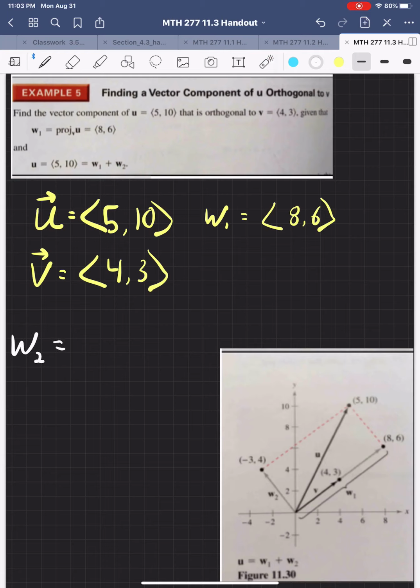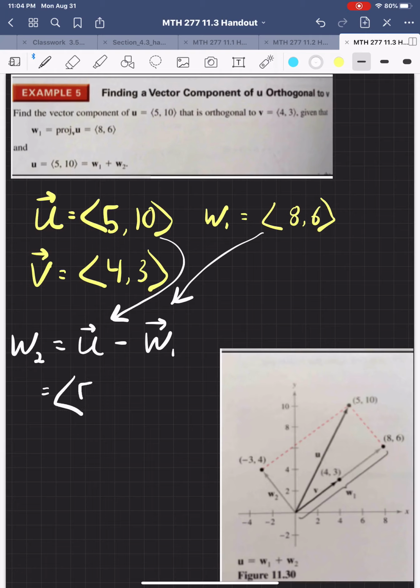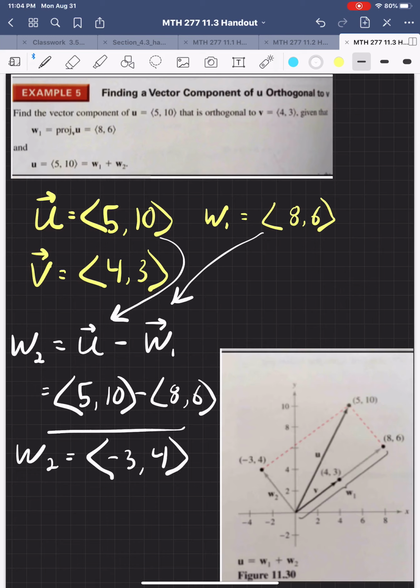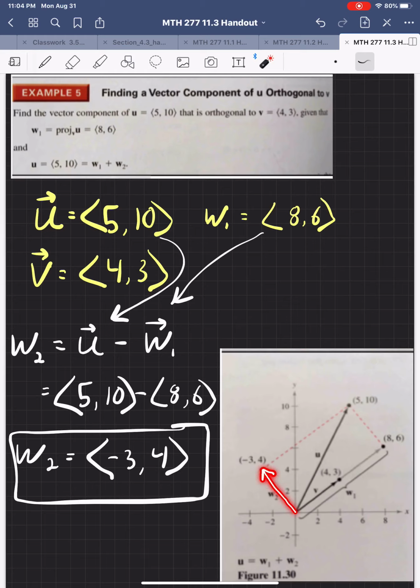So let's start. W sub 2 is equal to u minus w sub 1. And I have w sub 1 and I have u, so I'm just substituting in. And this is just simple arithmetic from here. All right, so w sub 2 in this case is negative 3, 4. So all of that work to find this vector right here.